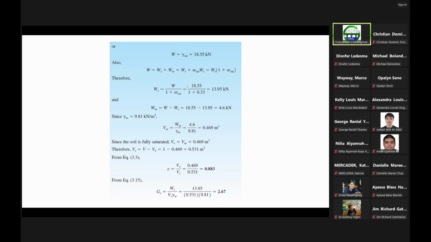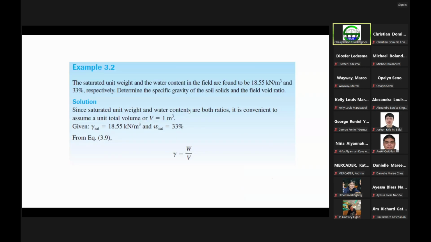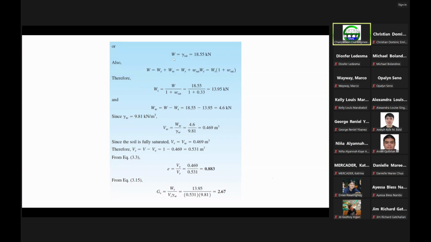So that gives you these values here, wherein the total weight is basically equal to the saturated unit weight, which is equal to 18.55, because by definition, the saturated unit weight is equal to the total weight over the total volume in the saturated case. Because it's a saturated condition, that means there's no air. But in this problem, since we don't know the total volume, we can assume a unit total volume at unity, so the volume is equal to 1. That's weight over volume, but volume is 1, so that becomes the weight. The total weight is equal to the saturated unit weight. That's why we have the same value for the saturated unit weight and the total weight.